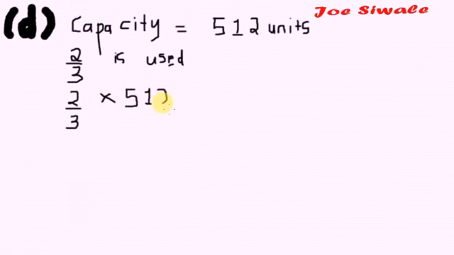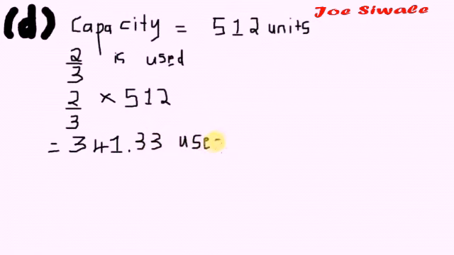So we can say 2/3 multiplied by 512 to find the used space, and the answer is 341.33 if you round off to 2 decimal places. So that's the used capacity of the memory card.